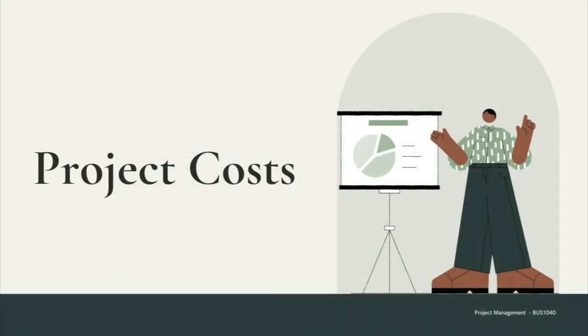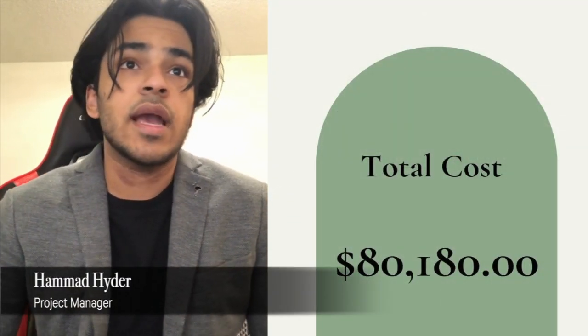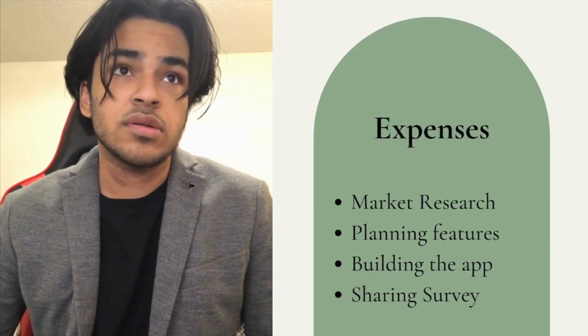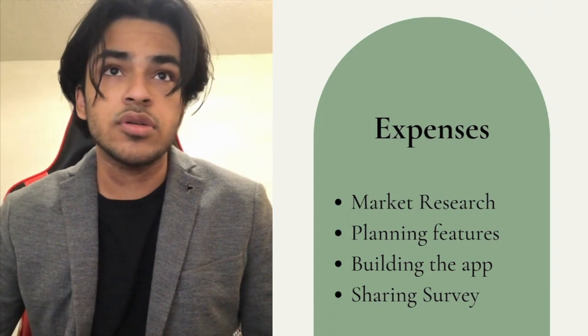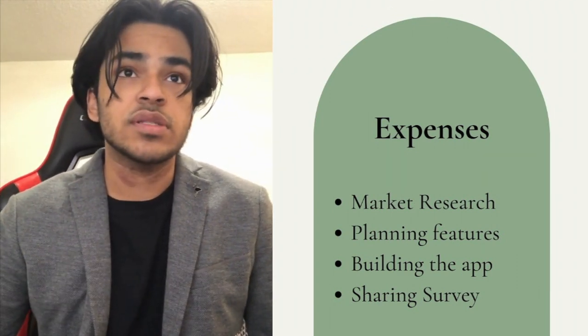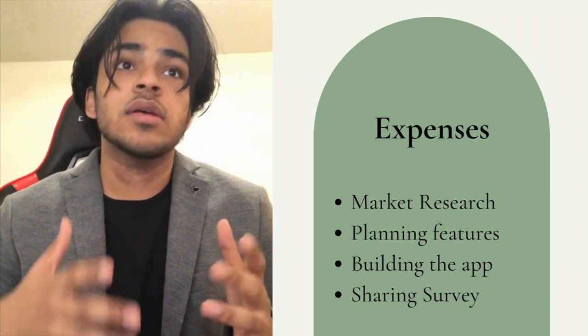So we knew from the beginning that we wanted to create a platform that would be accessible and useful to all George Brown students. So we carefully planned out the cost and allocated the budget accordingly. In total, we invested $80,000 into this project. This includes all the expenses related to conducting marketing research, planning the app's features, building the app itself, and sharing surveys with students and teachers. The project is estimated to be, once again, $80,000.